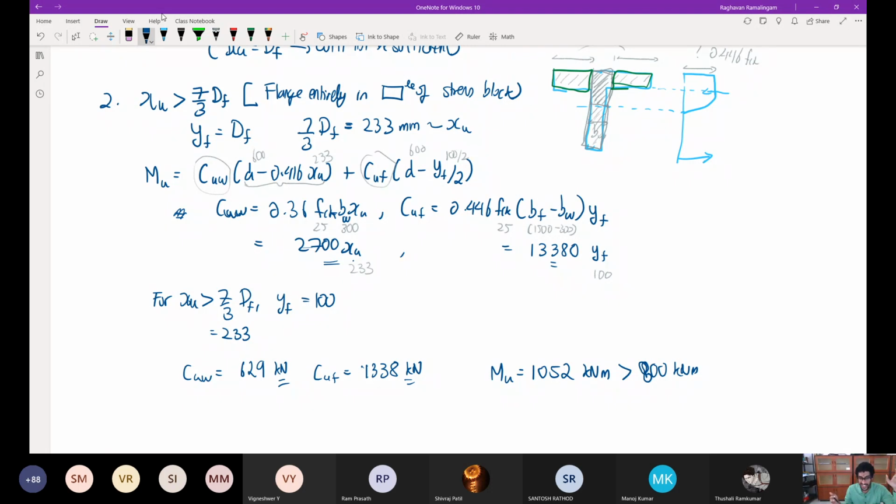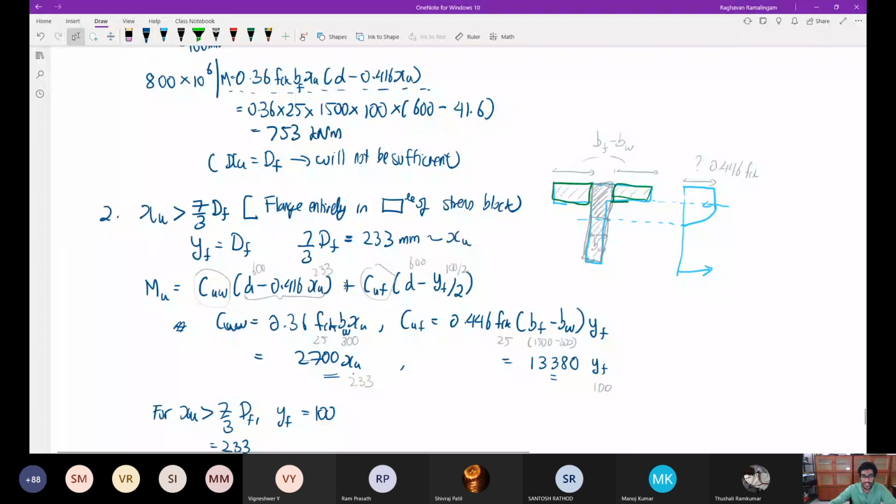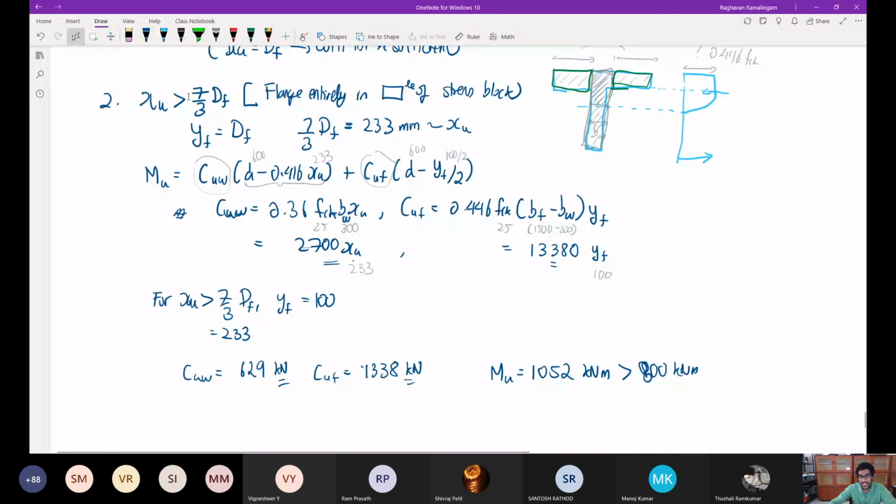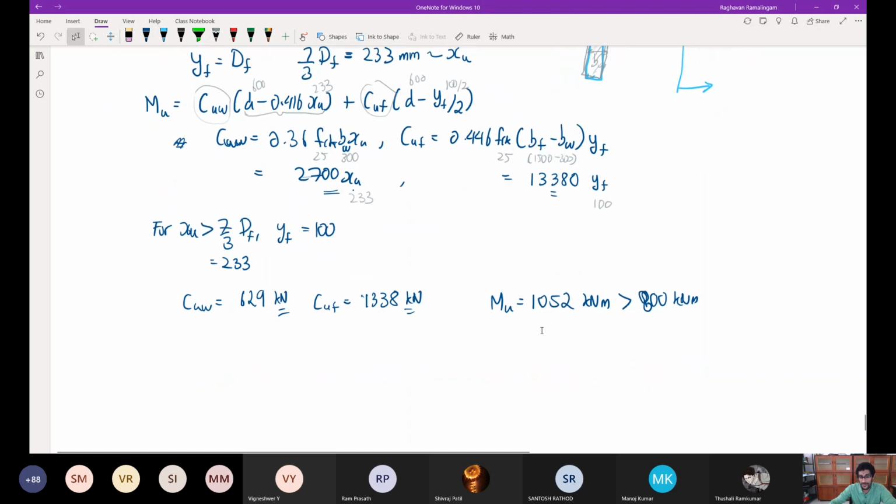He wants 800 kilonewton meter, which means he wants the capacity to be very close to that. Say you're such a type of person and you're not happy with 1052. You're saying it's a waste of material to give much more resistance to the beam than what is actually required. So we see that if XU is DF, it's not sufficient. If XU is more than 7/3 DF, it is too much.